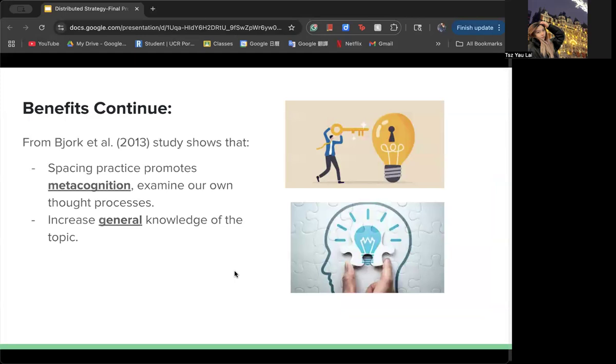There's also another study that shows how spacing practice promotes metacognition, which is the term for how we examine our own thought process during a study session. It also increases our general knowledge of the topic and materials.